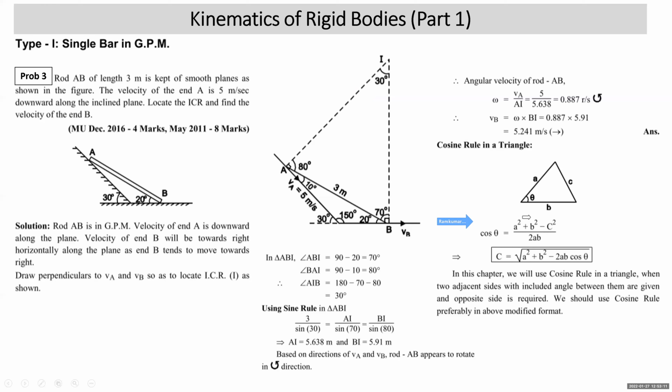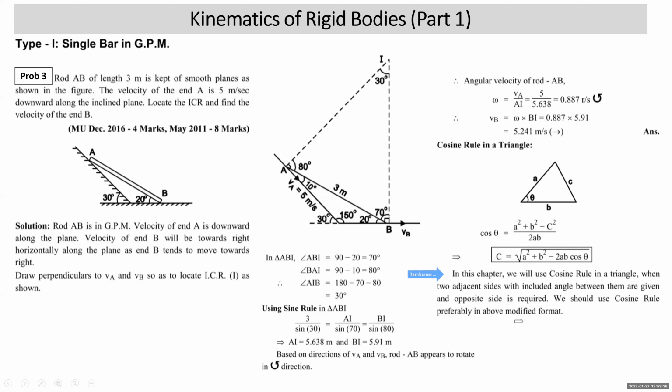When do we use cosine rule in this chapter? When in a triangle, two adjacent sides are given, included angle is given, and the opposite side is required, we use cosine rule. So I'm rearranging the terms in this expression. C will be equal to square root of A square plus B square minus 2AB cos theta. So in this chapter, we will use cosine rule in a triangle when the two adjacent sides and the included angle between them are given and the opposite side is required.